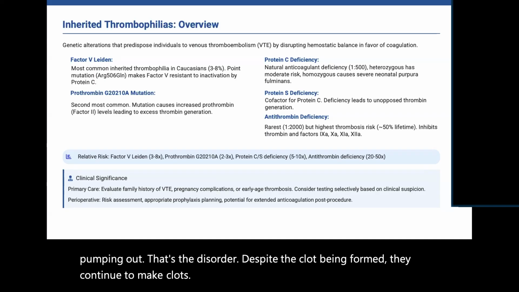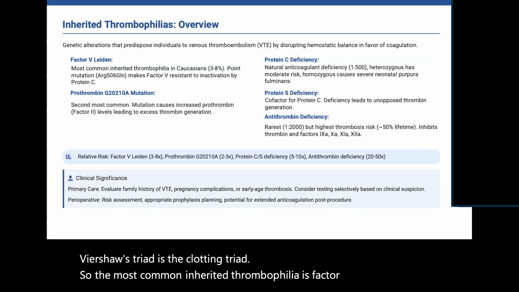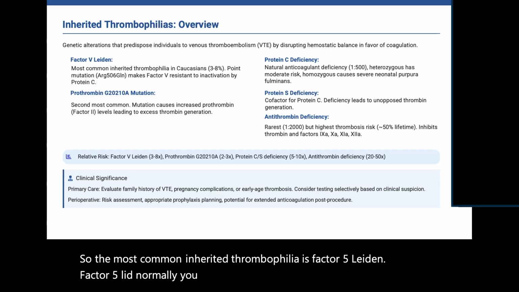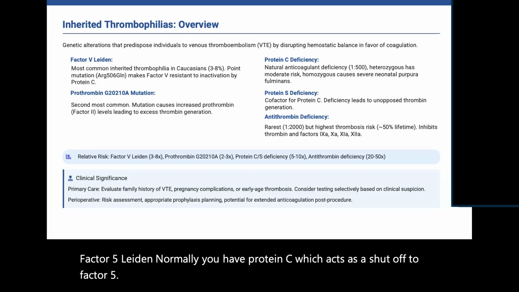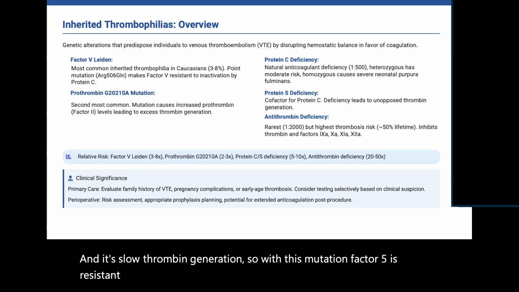Let's see what this question is here. Virchow's triad is the clotting triad. So the most common inherited thrombophilia is factor V Leiden. Factor V Leiden, normally you have protein C, which acts as a shutoff to factor V, and it slows thrombin generation. So with this mutation, factor V is resistant to inactivation. So the clotting keeps accelerating.